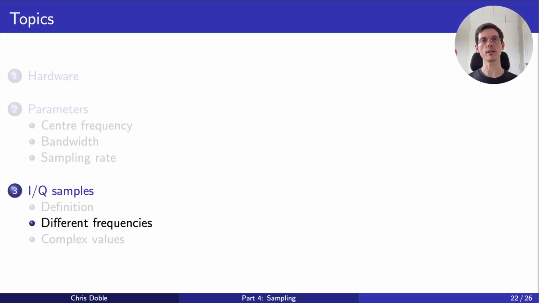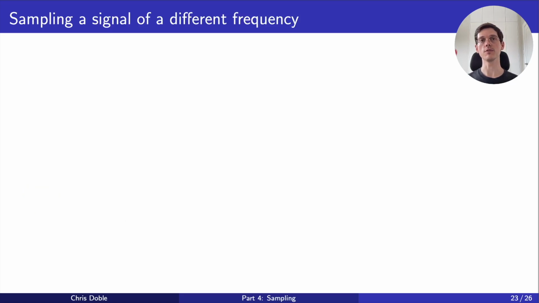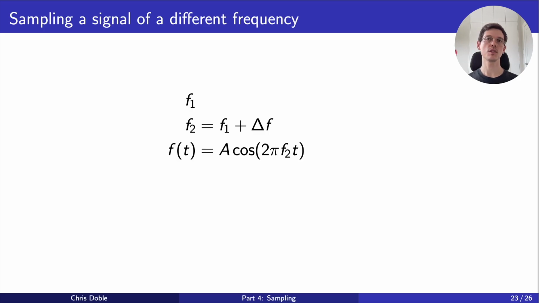In my definition of IQ samples, I assumed that the frequency was fixed. Let's explore what happens if we sample a signal with a different frequency. Say we've set the center frequency of our SDR dongle to F1, but we're sampling a signal of frequency F2, which is F1 plus some change in frequency, delta F. Let's call the signal f(t). For simplicity's sake, I'm assuming that the amplitude is constant and there's no phase term.